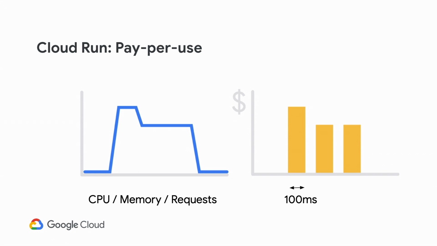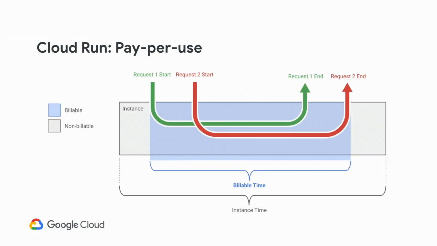In terms of the costing model, we typically charge based on the amount of CPU, memory, and number of requests. The lowest granularity is 100 milliseconds. So if your workload runs for 10 milliseconds, we will still charge you for 100 milliseconds. And you will only be billed when Cloud Run is processing a request.